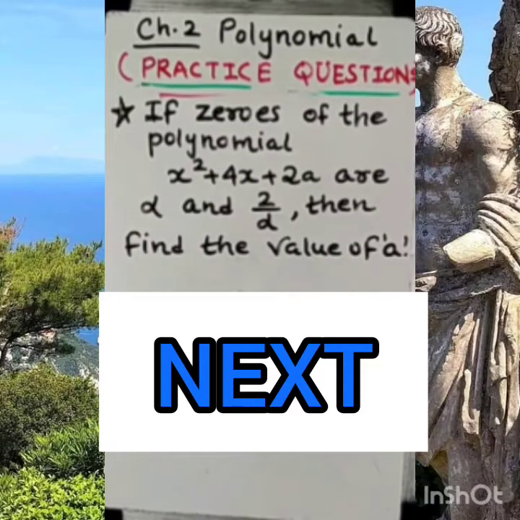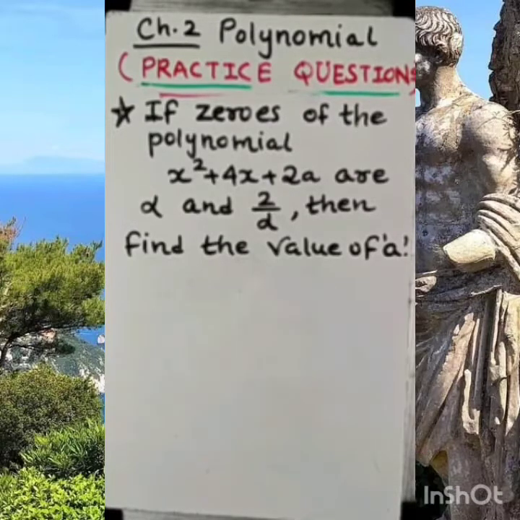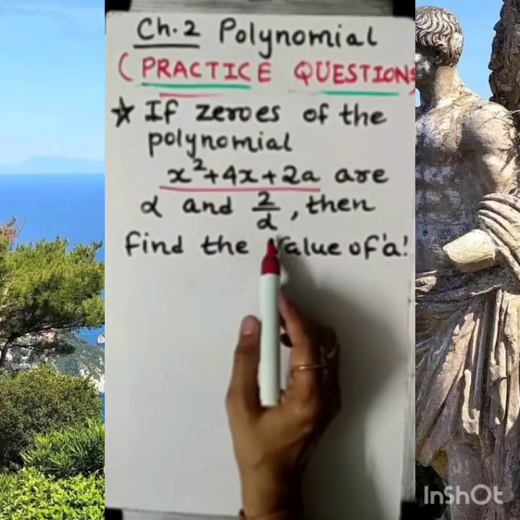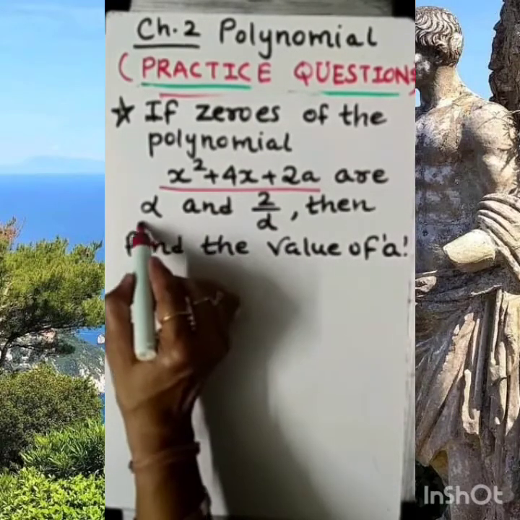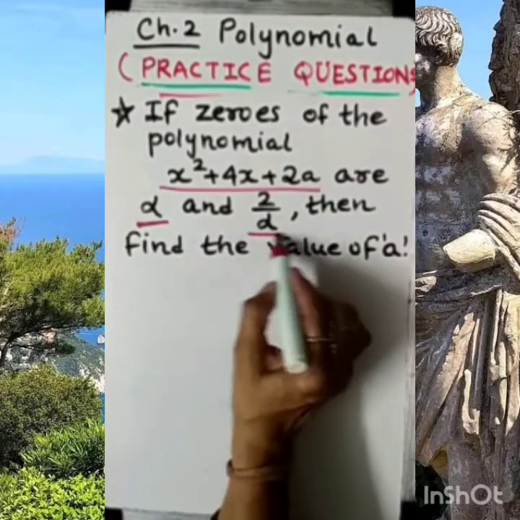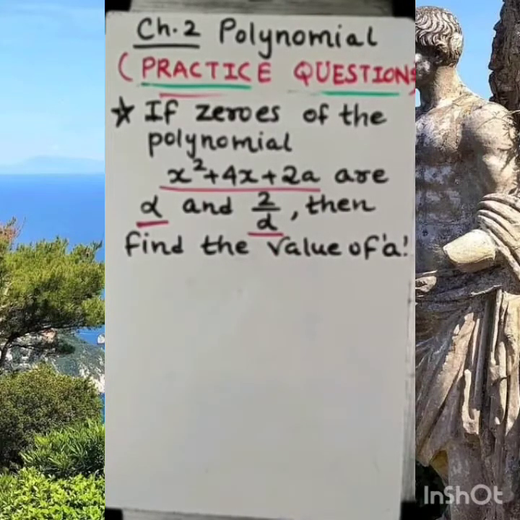My dear student, the next question is on your screen. If the zeros of the polynomial x square plus 4x plus 2a are alpha and 2 by alpha, then find the value of a.